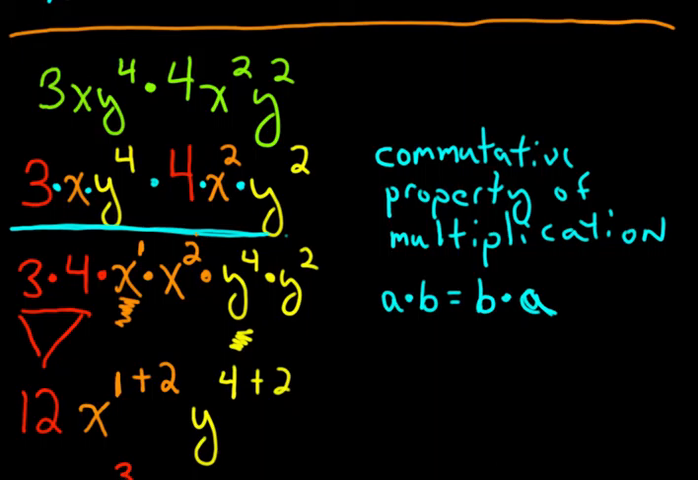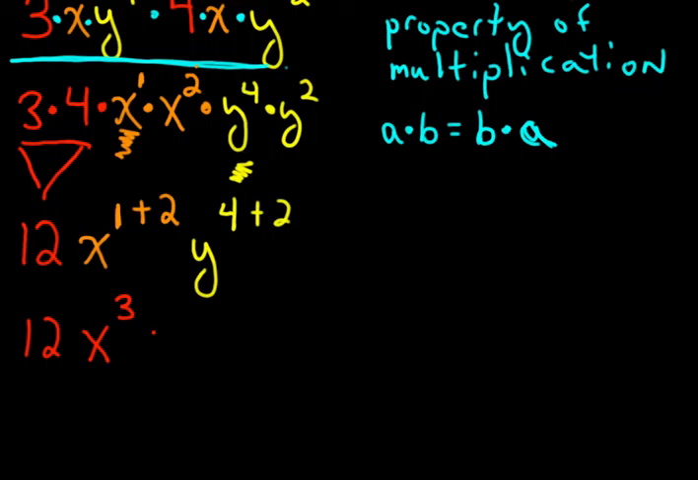Let me scroll down so you can see it here. x cubed y to the sixth, as all of our integer exponents add up. And this is two examples of how we use the product rule. In the next little bit, we're going to look at the quotient rule and how this works for divisions.